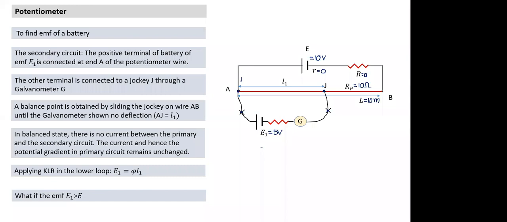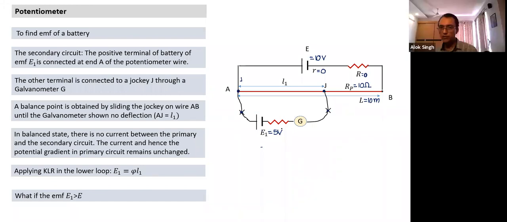At the midpoint, the total potential drop in length, the potential drop is 10 meter. So in 2 meters, the potential drop will be equal to 5 volts. And that's where I'll find it. What happens if E1 is equal to 5 volts? I find the balancing length at 5 meter.